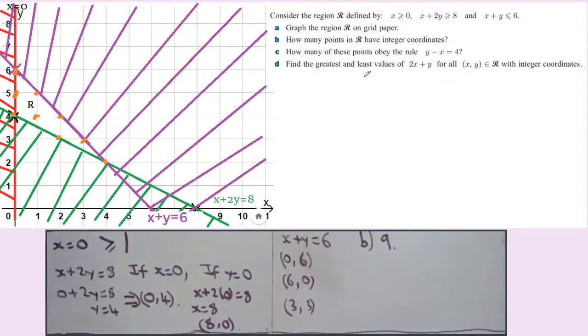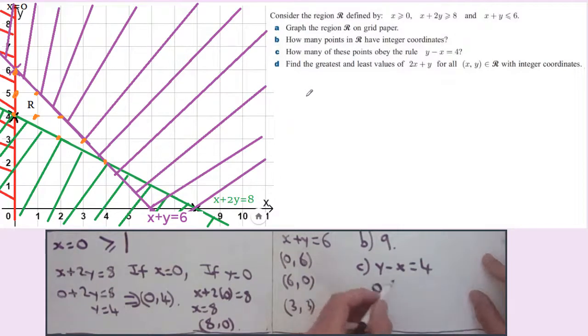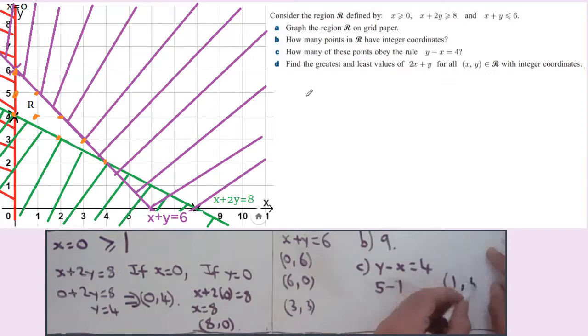Part C, how many of these points obey the rule y minus x equals 4? Now there's other ways you could get every point and just check, but it's probably easier just to draw y minus x equals 4. So if we had y minus x equals 4, if y was 0, 0 minus 4 equals 4, so that might not be so easy. So what about, say, 5 minus 1 is 4, isn't it? So that could mean that it could go through if y was 5 and x was 1.